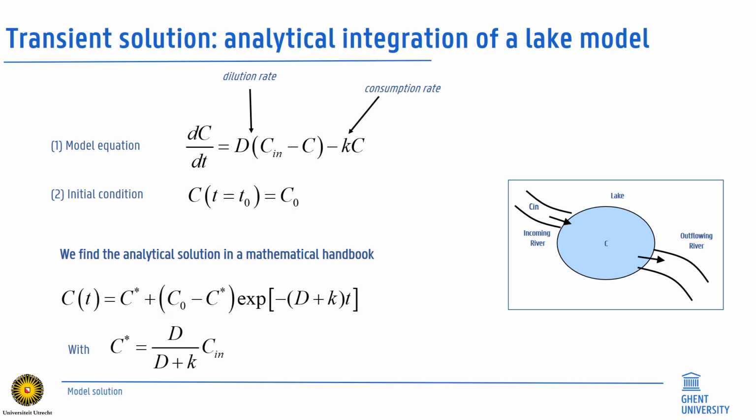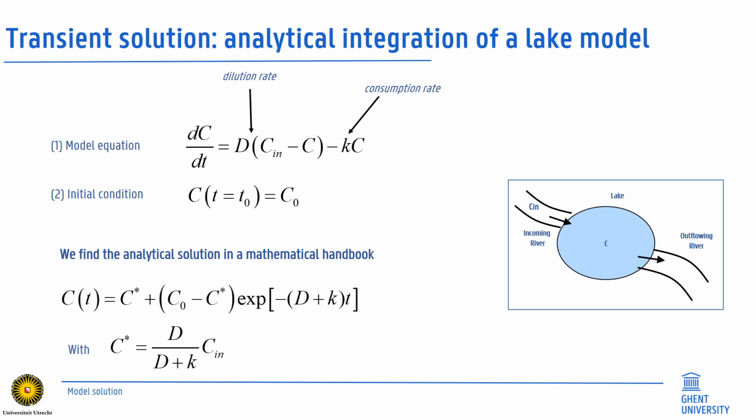For some complex models, transient solutions can be found analytically as well, but you will need some solid maths which you will find in mathematical handbooks. So for instance, consider this example where C, concentrations in the lake, are determined by inflow and outflow, but also consumption processes. Concentration changes in the lake are the difference between what comes in from the river upstream but dilutes in the lake and what goes out, for instance by consumption. We here for simplicity neglect outflow by the downstream river.